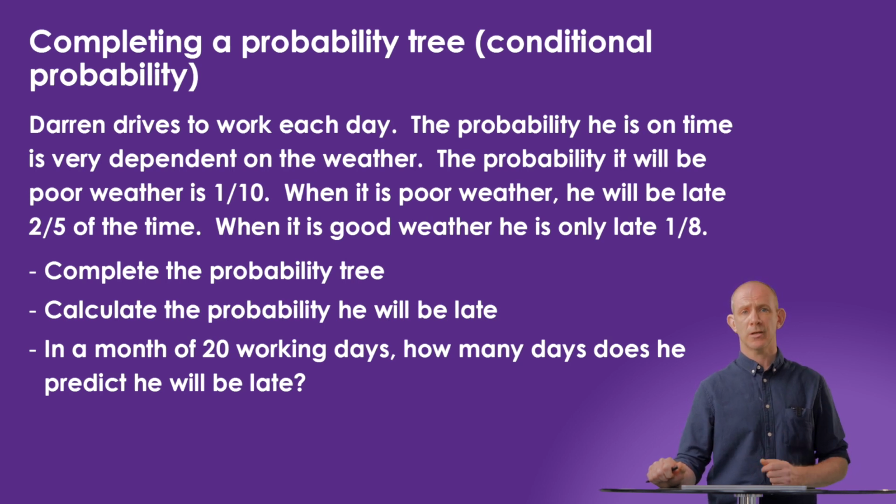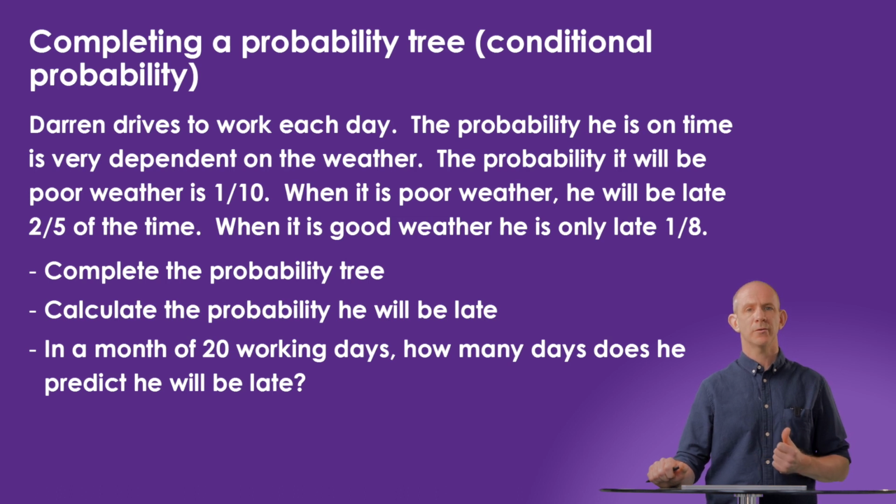Darren drives to work each day. The probability that he is on time is very dependent on the weather. The probability it is poor weather is 1 out of 10. When it's poor weather, he'll be late 2 out of 5 times.